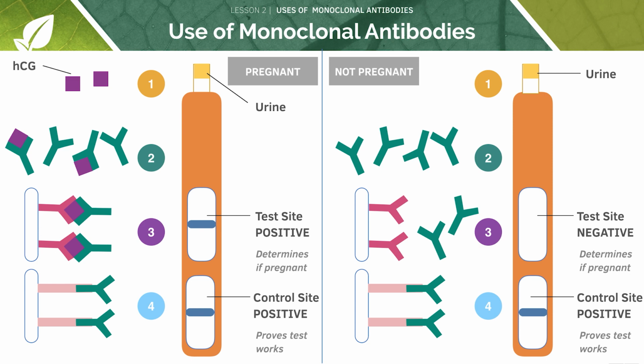Whereas in the non-pregnant woman, we're not going to get any positive test in the test site because there is no HCG present in the urine. So all the free antibodies are just going to continue onto the control site and we're going to get a positive test here. And this just proves that the test works. So that's the purpose of the control here.